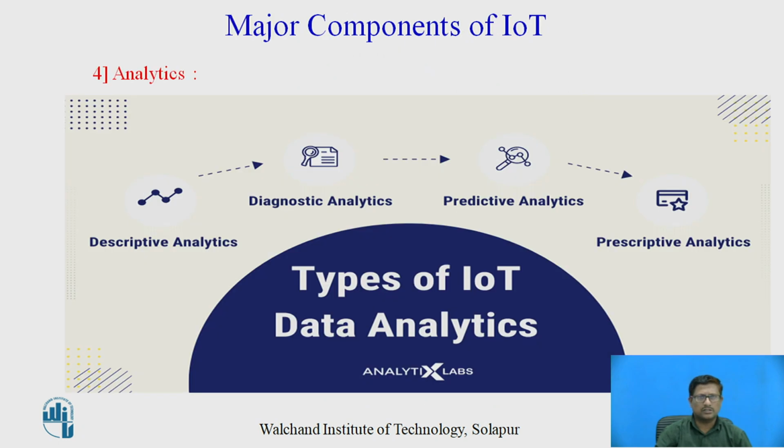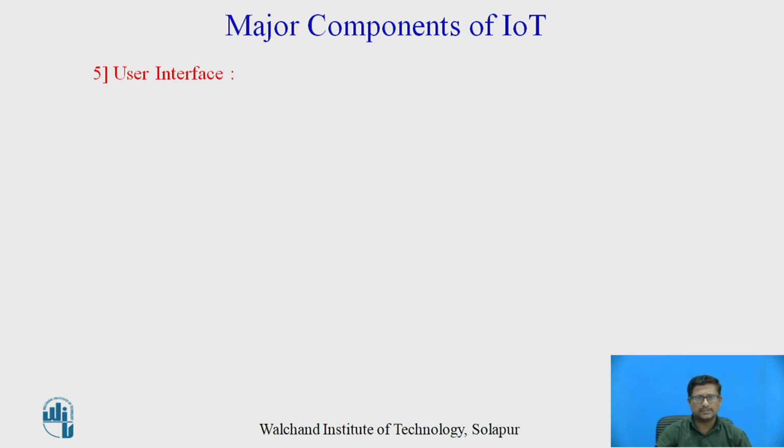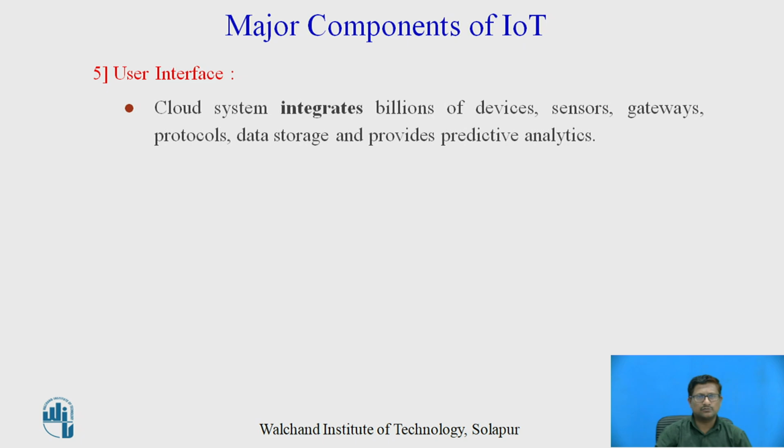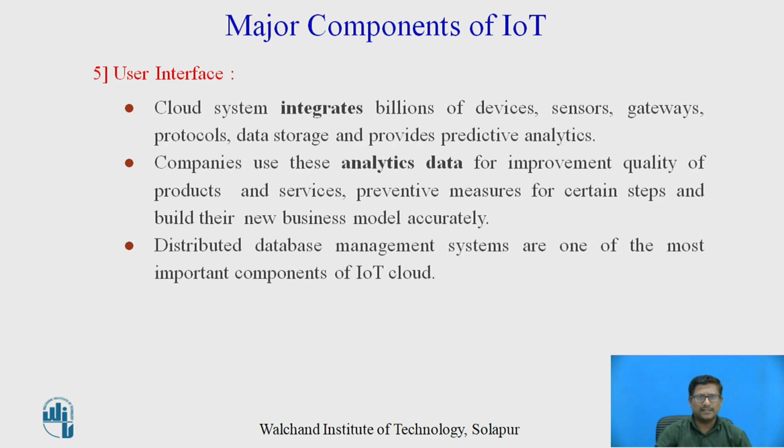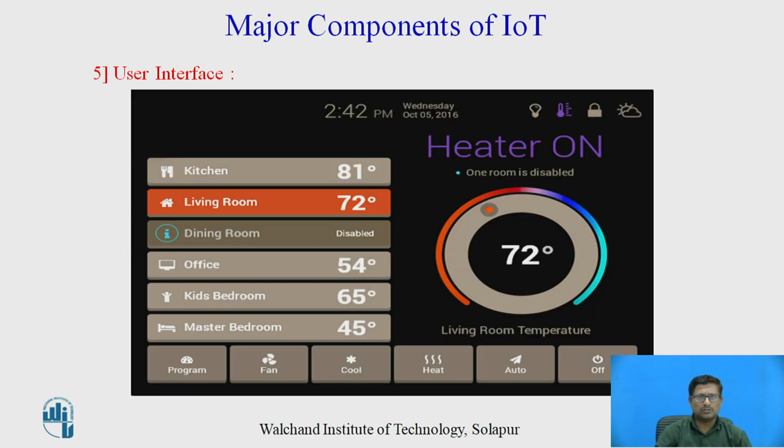So this is the analytics part: descriptive analysis, diagnostic analytics, predictive analytics, prescriptive analytics. The user interface is the most important part from a user's point of view. It requires a graphical user interface for getting the information. This is one use case where we can see from a mobile or any user interface whether the heater should be on or off, measuring the temperature at different locations in our house or offices.